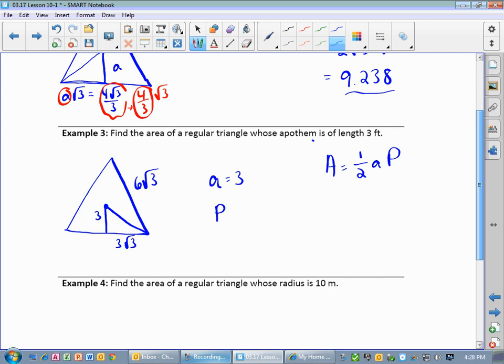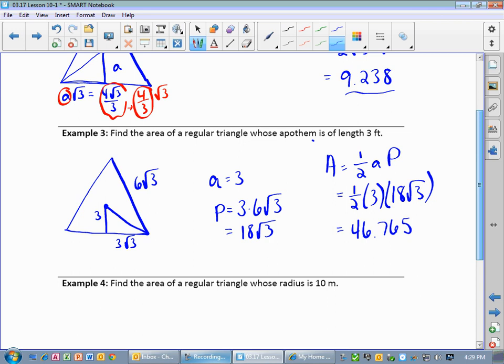And so our perimeter is 3 times that side length. So 3 times 6 square root of 3, which is 18 square root of 3. So once we have our apothem and our perimeter, we plug them back into our formula. So 1/2 times 3 times 18 square root of 3. Evaluate that in the calculator. And then we have units in this problem, feet. So we want to include units in our answer, if we remember, so we want feet squared. So we have 46.765 feet squared.